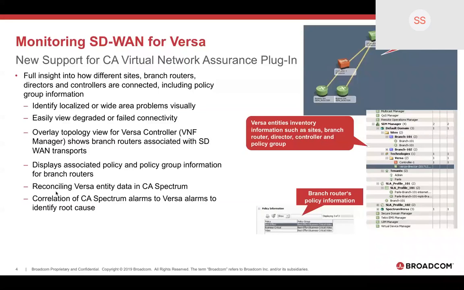We also display the policies and policy group information on the branch routers as well as the edge routers in those cases. And most importantly, from the Spectrum core capability perspective, the RCA as well as the correlations of Spectrum alarms to the Versa alarms, which is basically helpful in terms of reducing the noise on the Versa alarms. All in all, these two certifications will help us in monitoring the Viptela and Versa and also help you in reducing noise which we are getting from the Versa.